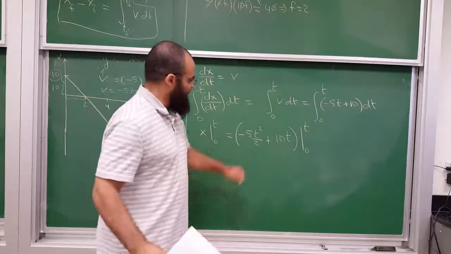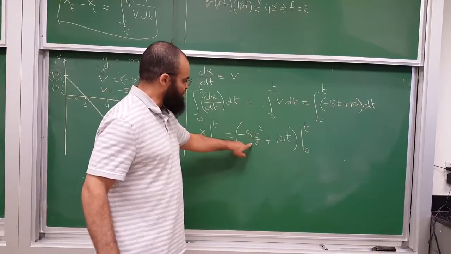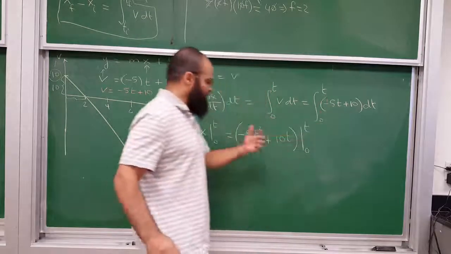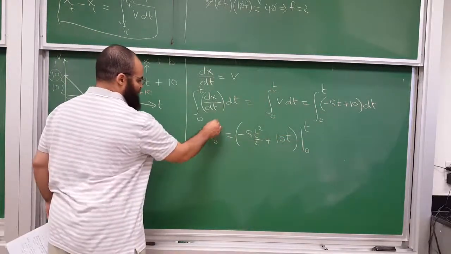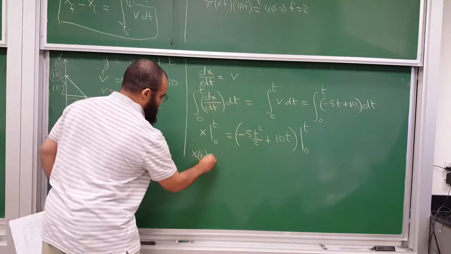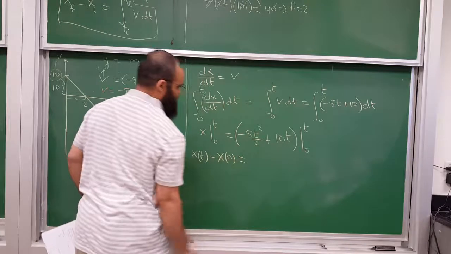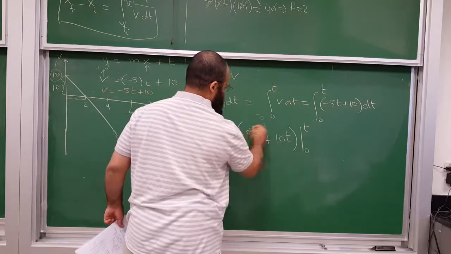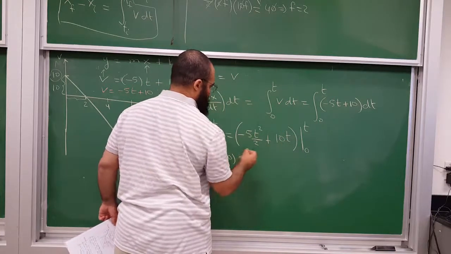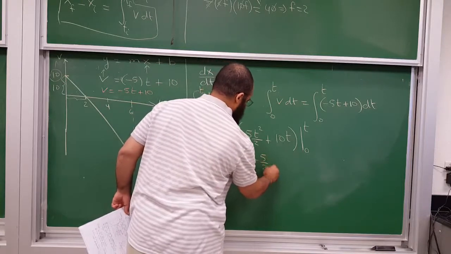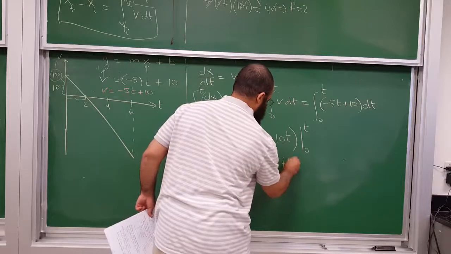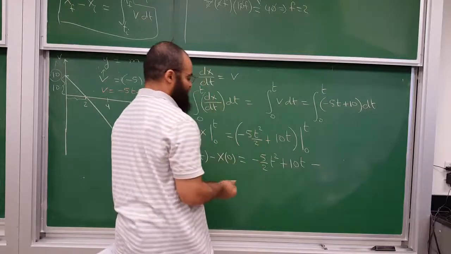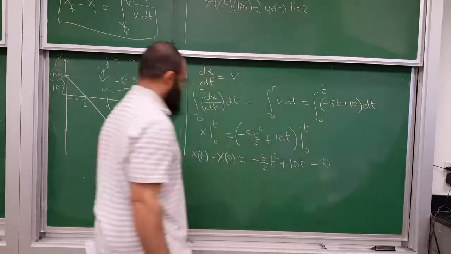And you can double check this by taking the derivative. If you take the derivative, the 2 comes down and cancels this, and you get minus 5t. And the derivative of 10t is 10, so you get back your velocity when you take the derivative. You evaluate the position at time t, that's x of t, minus the position at time 0, equals. When you plug in t here, you just get this same thing, and then you subtract, you plug in 0. So you get minus 5 over 2 t squared plus 10t, minus the same thing, but you plug in 0. If you plug in 0, you get 0. So it's just 0 here.